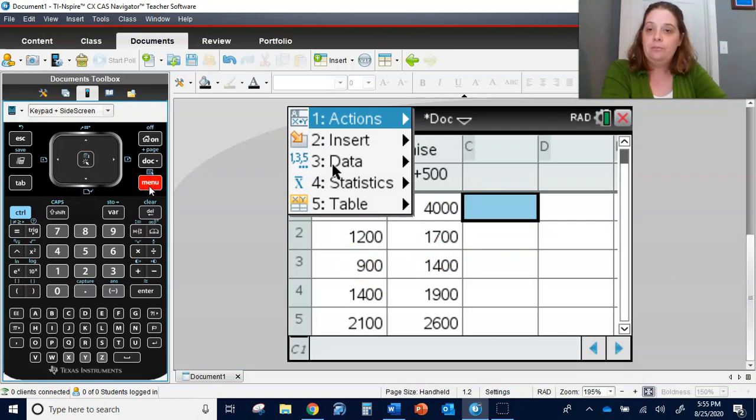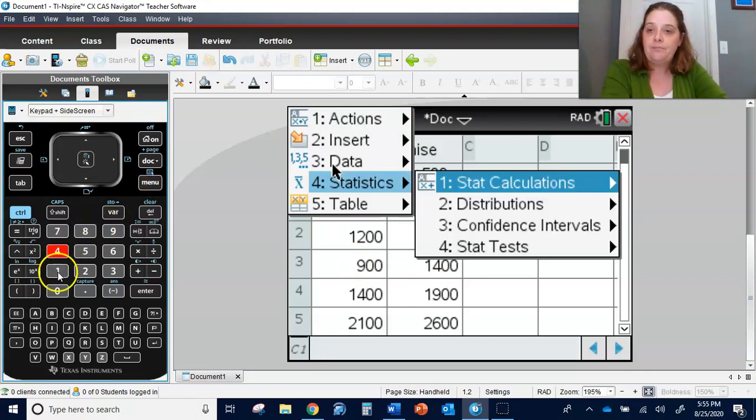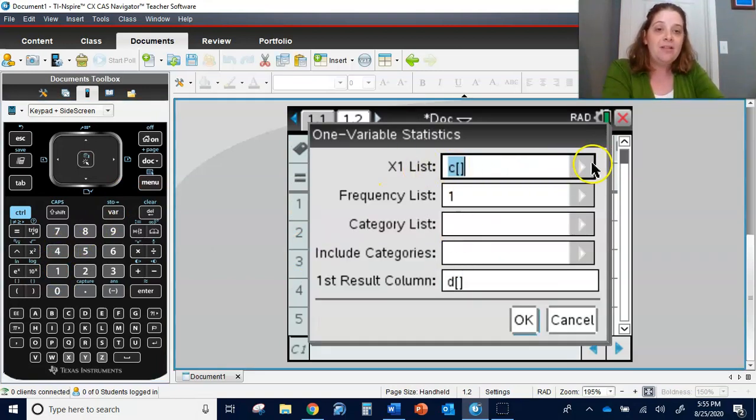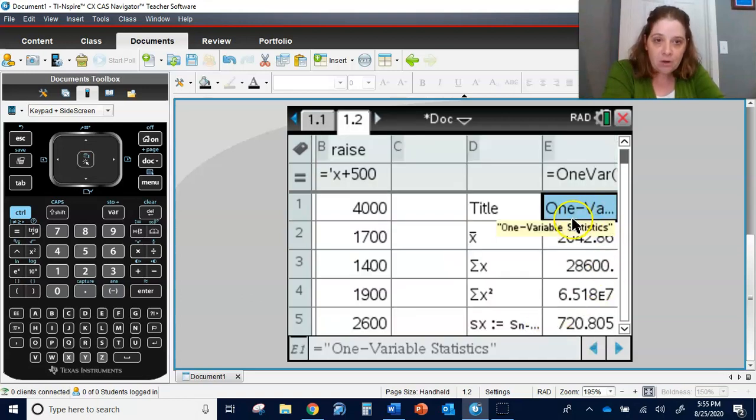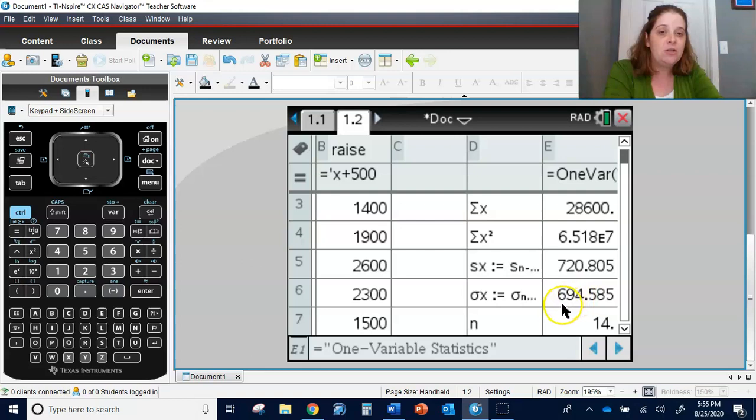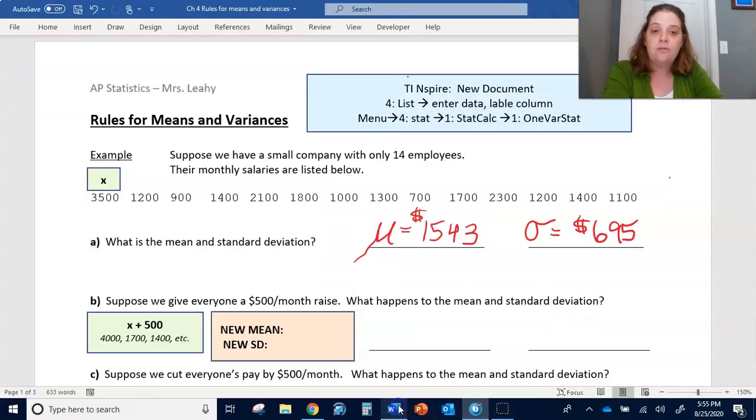I'm going to press menu, statistics, stat calculations, one variable statistics. I have one list, so I just click right on through that. And now for my X1 list, I'm going to pick the raise. What would the mean and standard deviation be after a raise? All right, so here is my mean, $2,042, so the mean has gone up. And here is my standard deviation, which is 695 again. So let's go back to our notes and write those in.